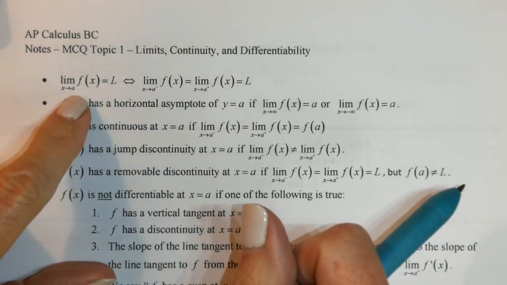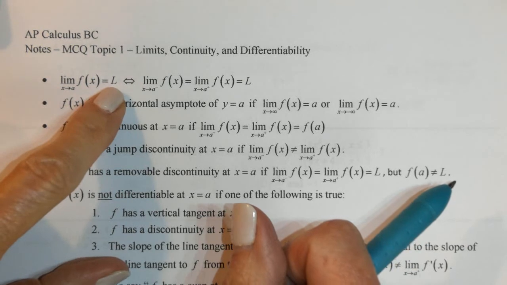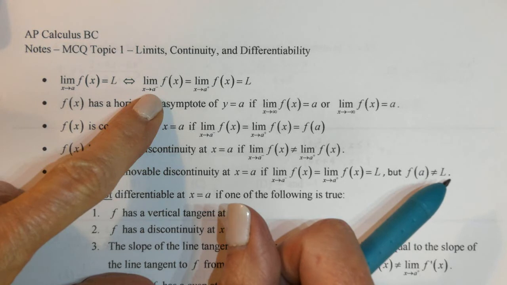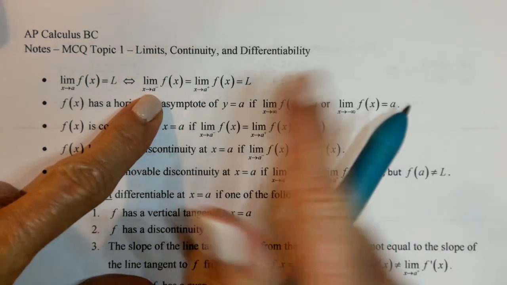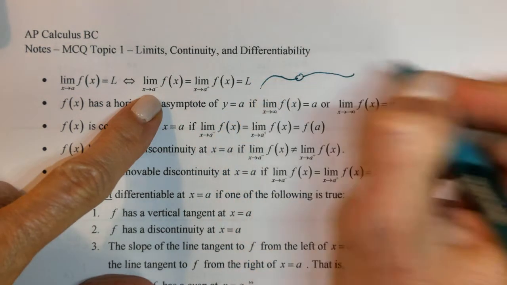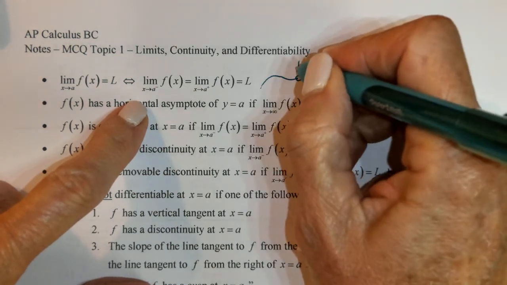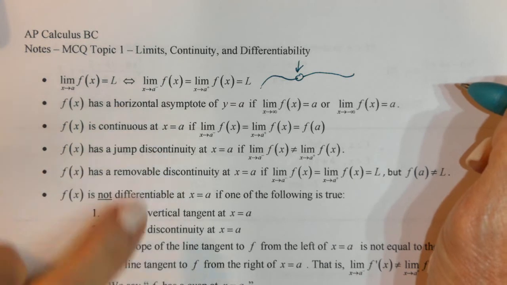So the limit as x approaches a of a function is equal to a number if and only if the limit from the left of that number is equal to the limit from the right of that number. So remember, the limit from the left has to equal the limit from the right for this limit to exist. We do not care what is happening right at that x value, only the limit from the left and right.